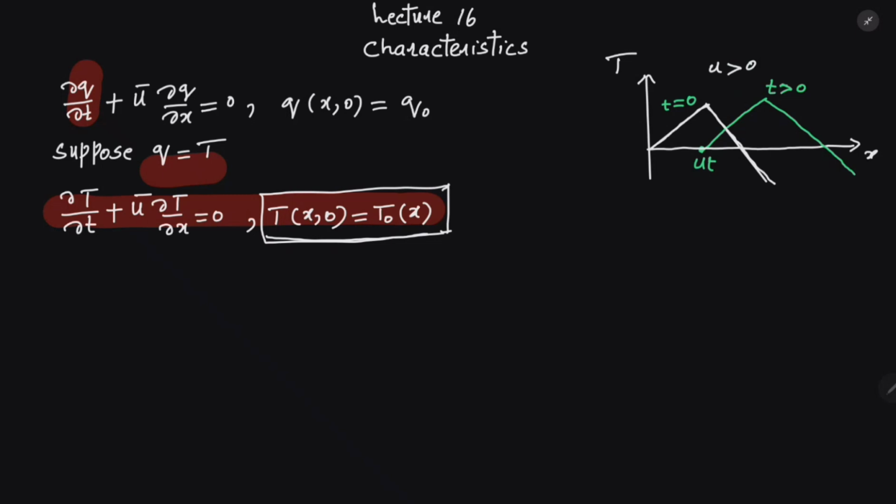So the solution will be T of x, t: the initial data will be transported towards right if u bar is greater than 0, and we have this equation.